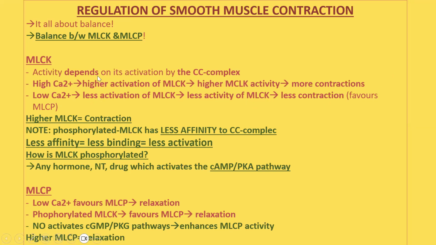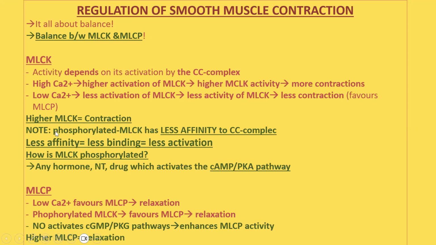Okay, again, a balance means equilibrium. So if you have balancing sides, you have the MLCK and the MLCP. If you decrease the MLCK, what will increase? The MLCP, and vice versa. So it is basically an equilibrium, and if you decrease the activity of MLCK, the equilibrium will shift or favor the MLCP. Basically you are having less contraction, the muscle is relaxing. Okay, if you have higher MLCK, this is the rule of thumb, higher MLCK, you have contraction.